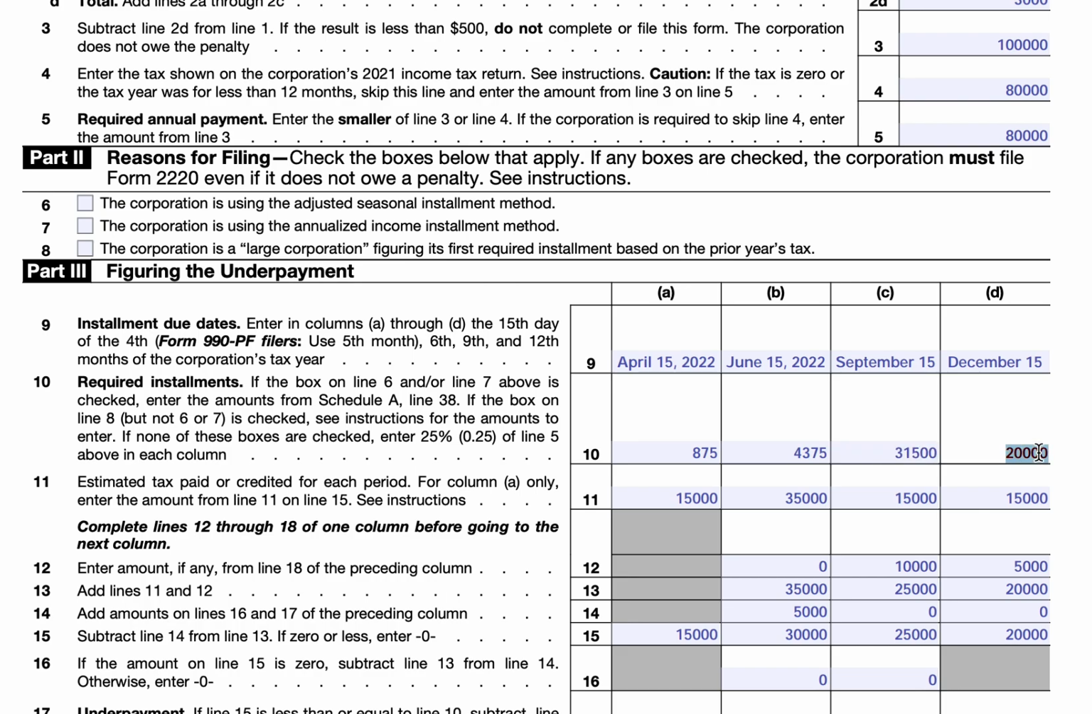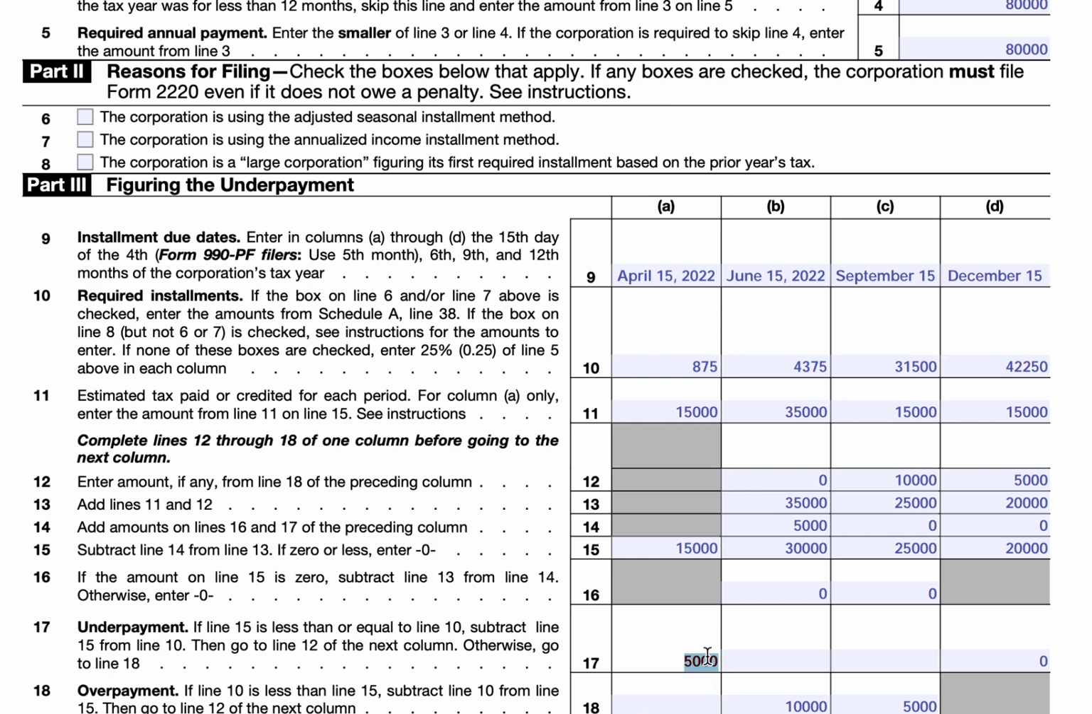And again, this is the Form 2220 that we previously filed, right? So we'll go through this and we'll apply these same estimated tax payments to see if there's a penalty at all. So $875 was the required installment. We paid $15,000. So instead of the underpayment of $5,000, we end up with an overpayment of $14,125.